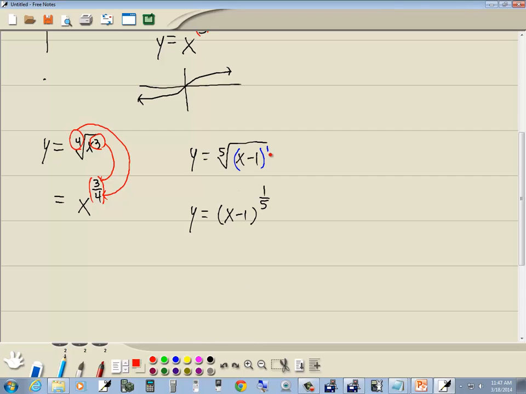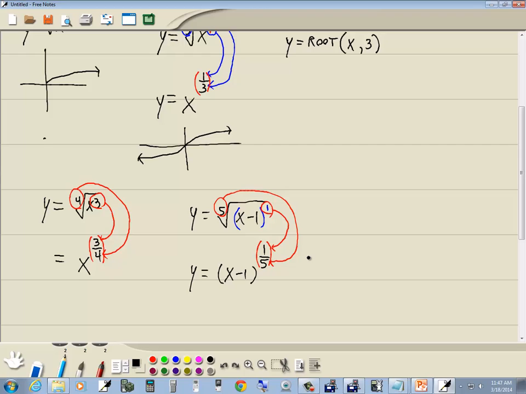Again, whatever power is right here goes up on top, and whatever number is in your slot, your index, is what goes down below. And then the trick to putting that in is we put parentheses around the exponent like that. Anyway, that's how you handle the different roots. Well, let's take a look at absolute value of x.